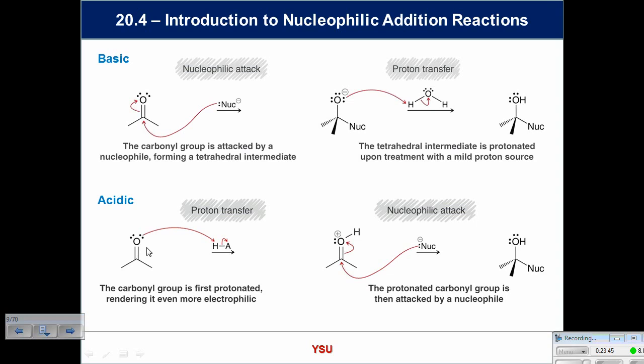And guess what? What's more electronegative than O? Positive O. It really wants those electrons back badly. So what can happen here now is that this thing is kind of souped up. Its reactivity is souped up compared to where we started. You've added a proton to make this thing more reactive, and then the nucleophile can attack.